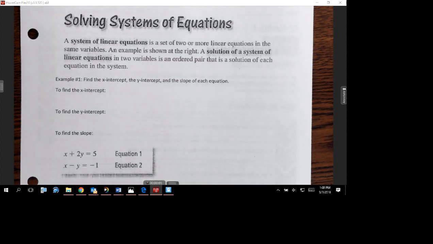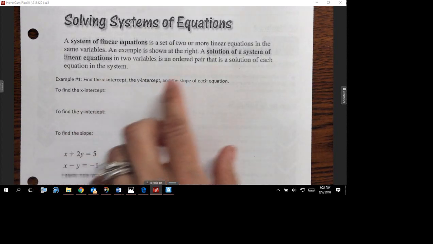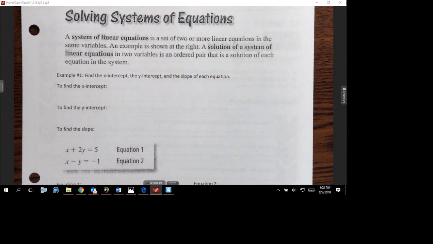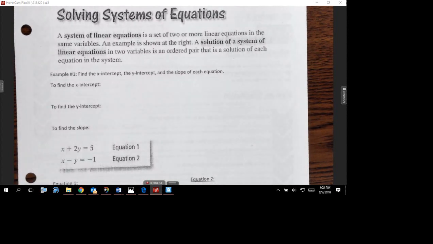Solve systems of equations. What does that mean? A system of linear equations is the set of two or more linear equations in the same variables. So remember, a linear equation makes a line when we graph it.